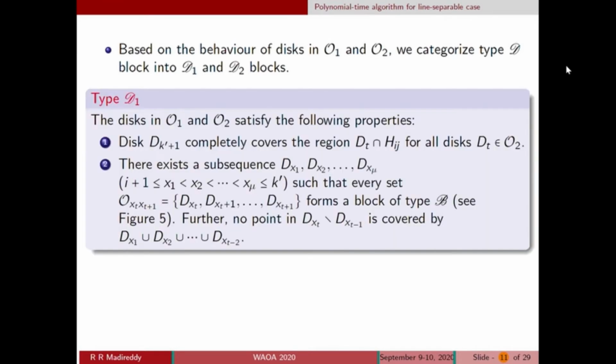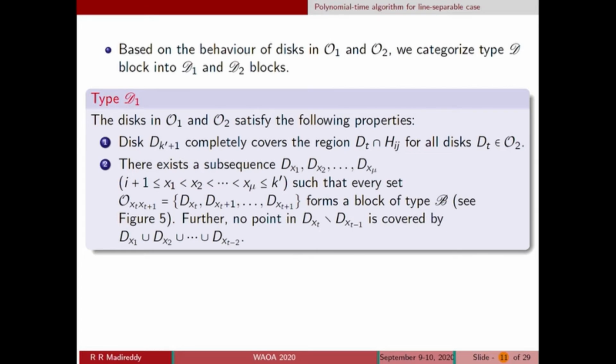In type D1, the first property is the disk dk prime plus 1 completely covers the region dt intersection hij for all disks dt belonging to O2, which means the set of red points inside the hole which are covered by any disk in O2 are also covered by the disk dk prime plus 1.